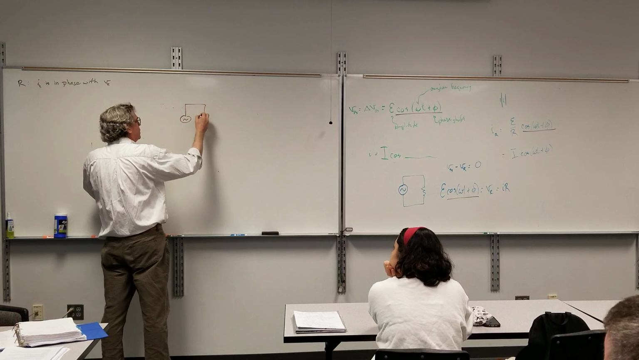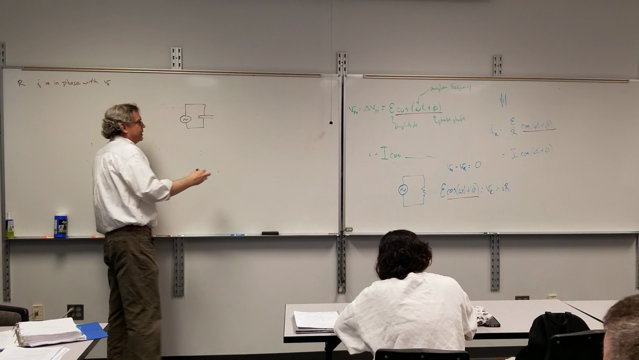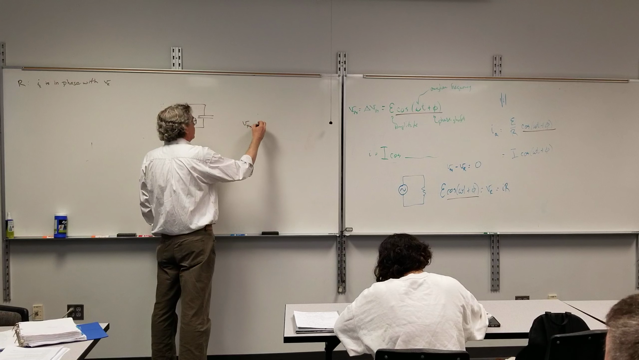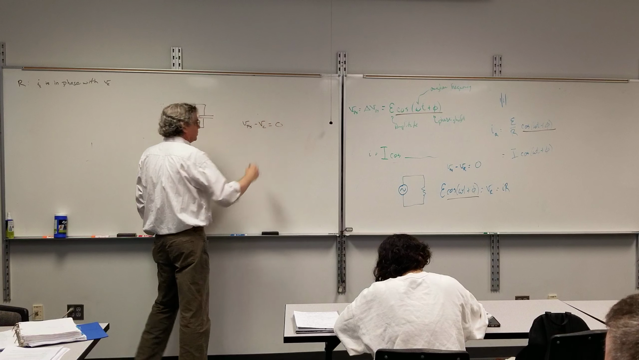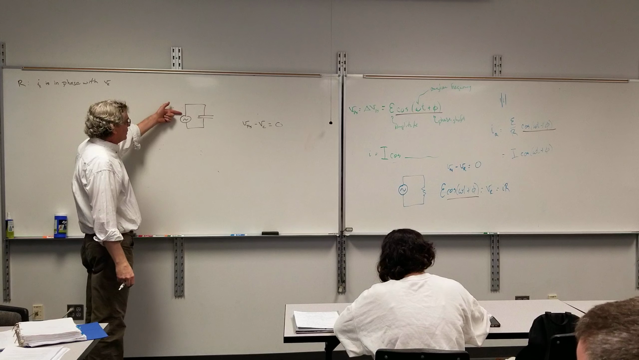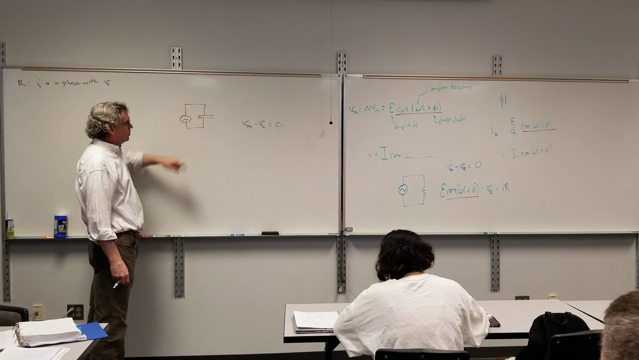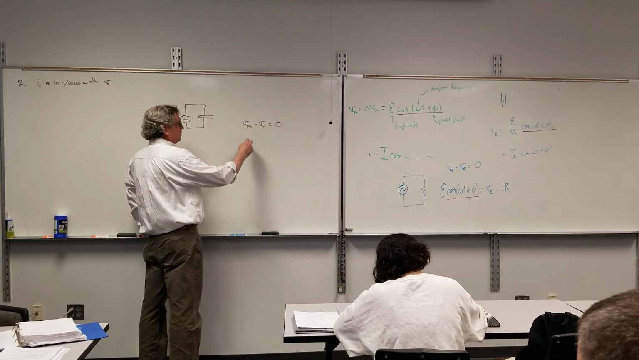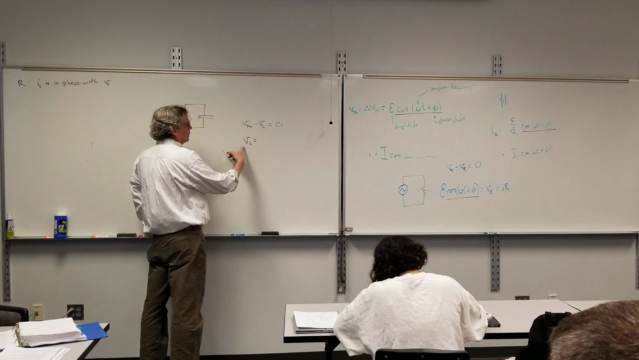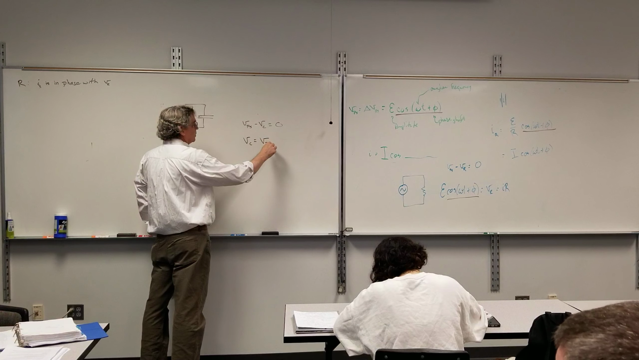AC power supply, capacitor. I know that the voltage of the power supply minus the voltage of the capacitor is going to be equal to 0, because if this is the high side and that's the low side, if I gain, I'm going to lose. Same with DC. So the potential difference across the capacitor is equal to the potential difference across the power supply.